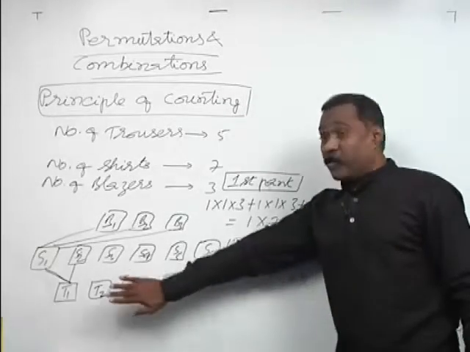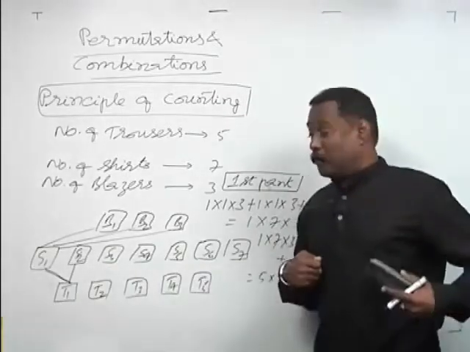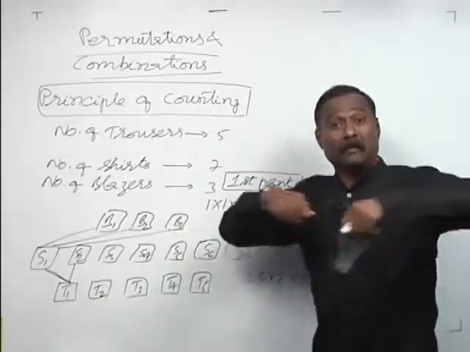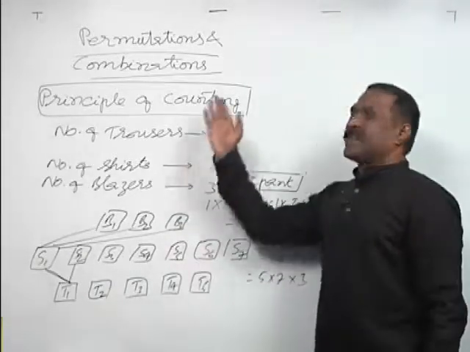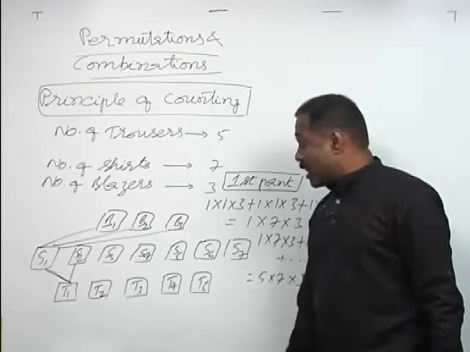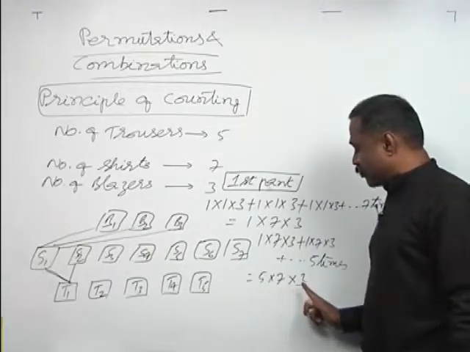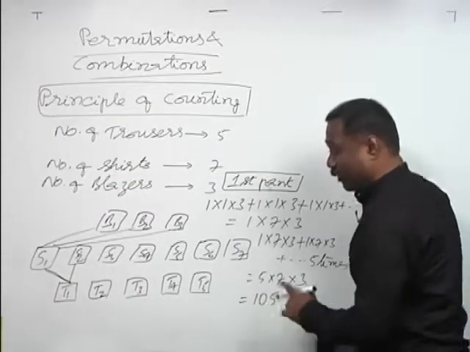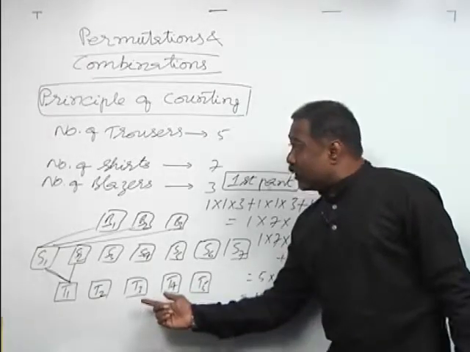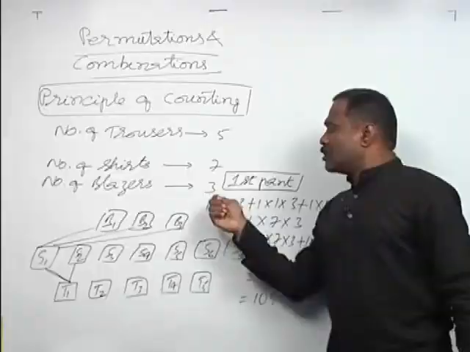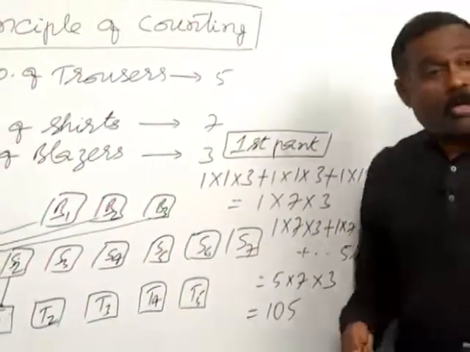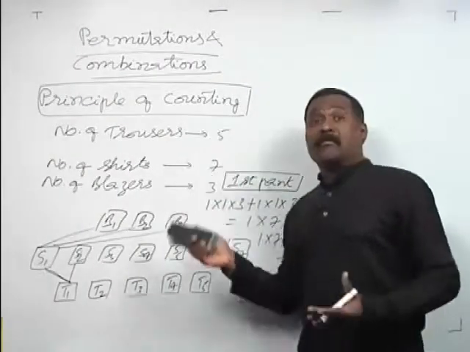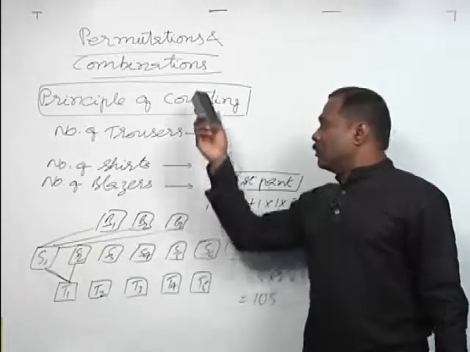Understand it? The first operation is wearing the trouser, the second operation is wearing the shirt, and the third operation is wearing the blazer on it. And all these can be done simultaneously in how many different ways? 5 into 7 into 3, which is 35 into 3, which is 105. That means with these 5 trousers, 7 shirts, 3 blazers, he can create 105 different combinations. So this is a better example to understand the principle of counting.